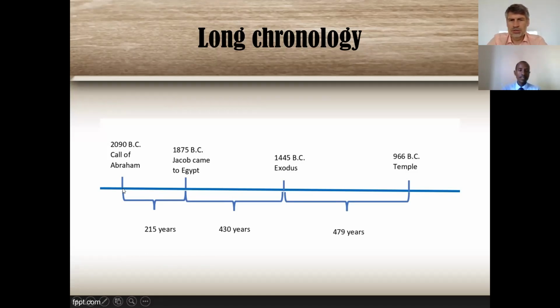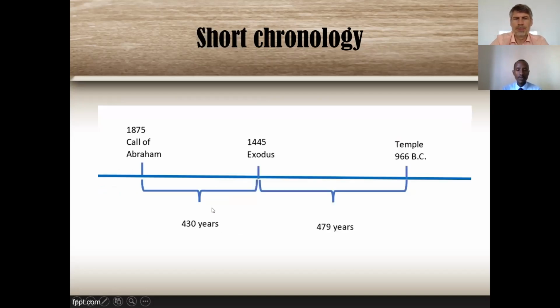The short chronology makes it just here. According to the short chronology, from the call of Abraham till Exodus, we have 430 years. Temple, Exodus, and 430 years, the call of Abraham. So is it clear? It is clear that the short chronology is 215 years shorter than the long chronology.